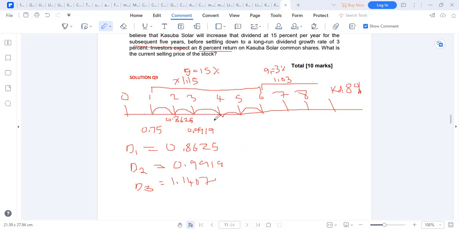So this is 1.1407, the year 3 figure. D1 was 0.8625, D2 was 0.9919, and this is D3. This is D4, which is 1.1407. And D5, multiplying by 1.15, we get 1.3118. That is D5.